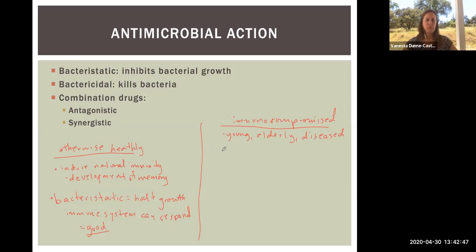Or if you're dealing with an organism that is incredibly virulent, like necrotizing fasciitis, Staphylococcus pyogenes, something like that, that has a very, very rapid rate of growth, you probably want to use a bactericidal, right? You want to kill the organisms because in these individuals, they might not have the ability to mount an effective immune response.